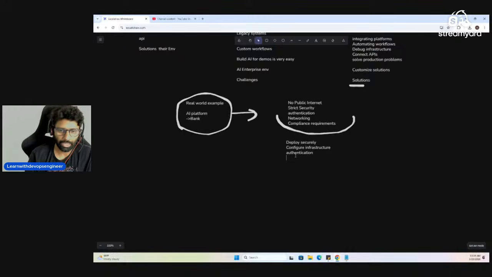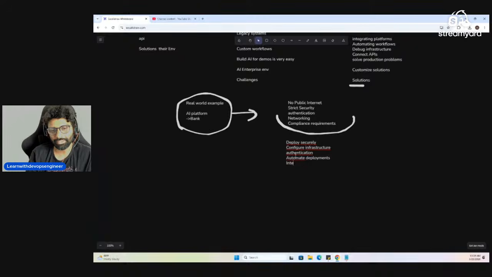Automate deployments. I think these are the common parts which we already know. Automate deployments is, once again, a very important thing. As DevOps engineers, we already do that, so I'm not going to explain it in detail.